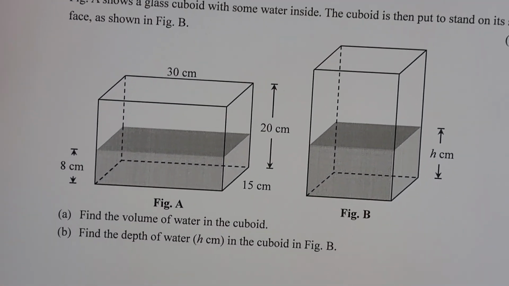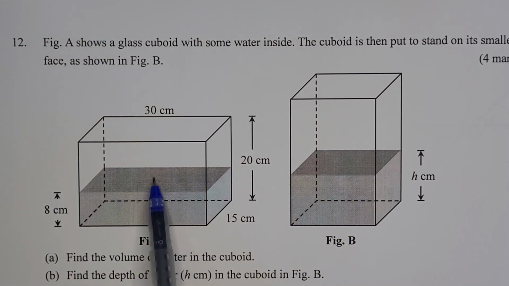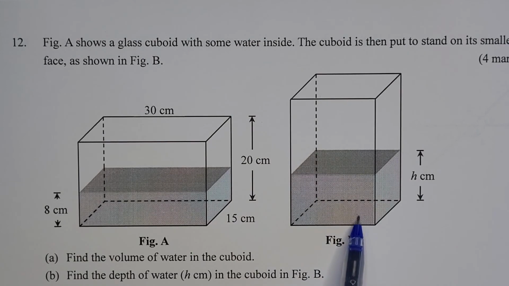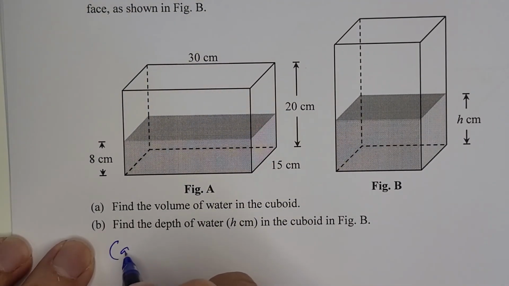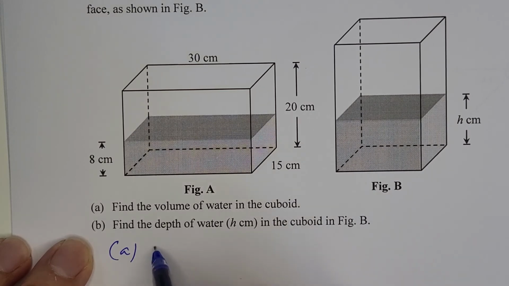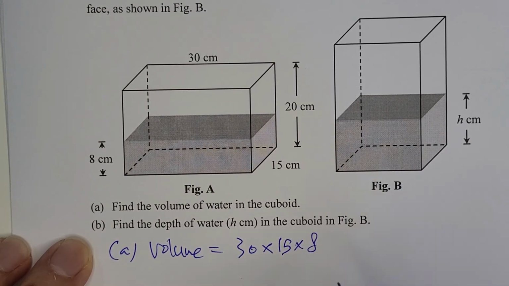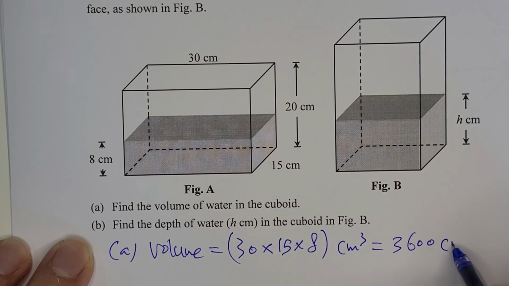And go to question number 12. Figure A shows a glass cuboid with some water inside. The cuboid is then put to stand on its smallest face. Then you need to think which face would be the smallest. Part A, find the volume of the cuboid. Quite straightforward. The base area 30 times 15 times the height of water 8 cm cubed. So the answer is 3600 cm cubed.